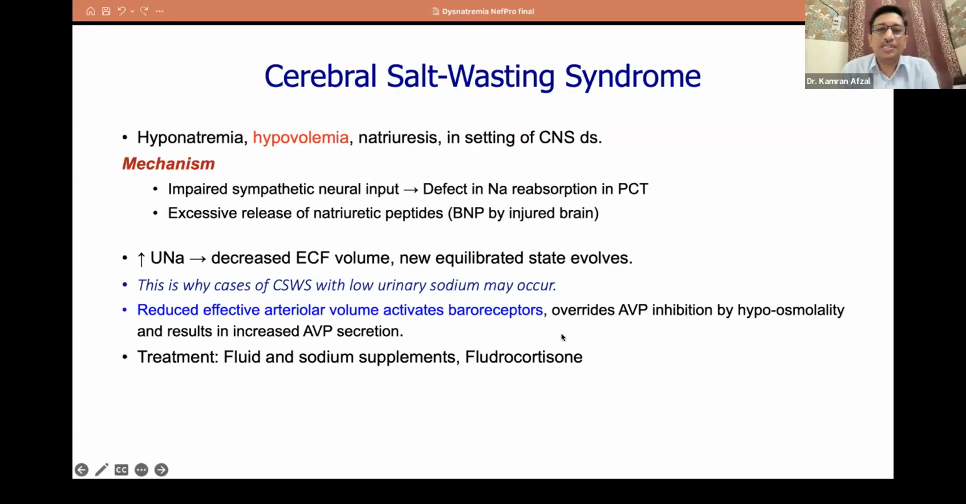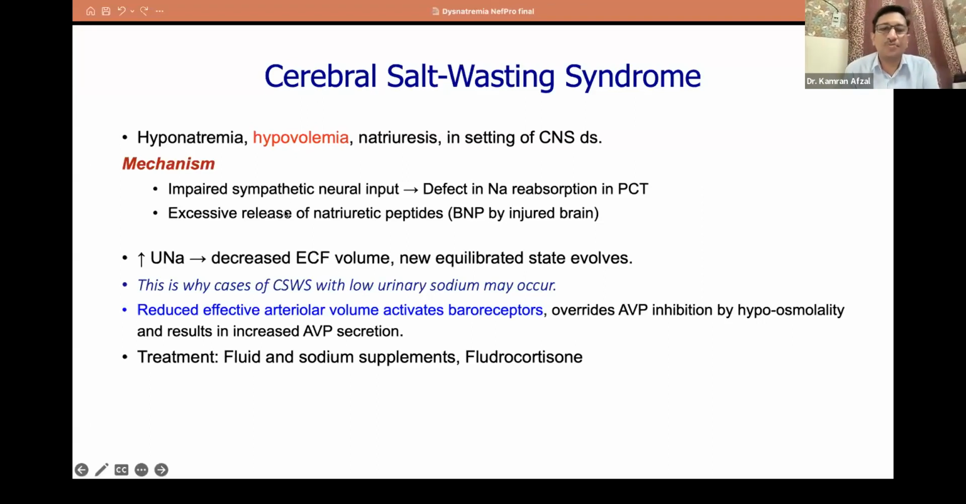A closely related condition is called cerebral salt wasting, which is also associated with hyponatremia, and natriuresis is also there, often in the setting of CNS disorders. But this is associated with hypovolemia, unlike SIADH, where the volume is either normal or expanded. In cerebral salt wasting, the volume is depleted. Therefore, differentiating between these two conditions is important because the treatment of the two things is poles apart. While in SIADH you need to restrict fluid, in cerebral salt wasting syndrome you need to give fluids.